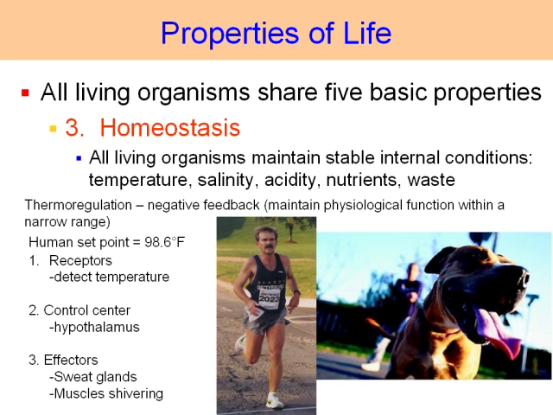As an example, let's consider thermoregulation, which is maintaining stable internal conditions of temperature. Now, humans have a set point, as you're probably familiar with, of 98.6 degrees Fahrenheit. And the body is going to function such that it's going to allow the body to maintain a temperature around that particular set point. Something called negative feedback is going to allow us to maintain physiological function within a relatively narrow range around that set point, and therefore our bodies will function best.